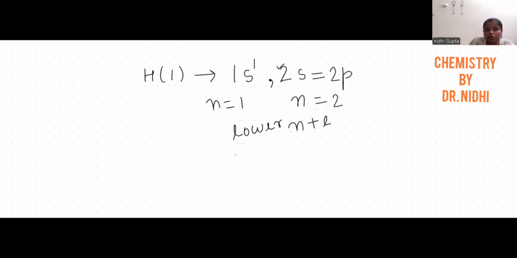So it will be like E2s of H equals E2p of H. It means for the hydrogen atom, the energy of the 2s subshell is equal to the 2p subshell. Now we will look at the lithium case.